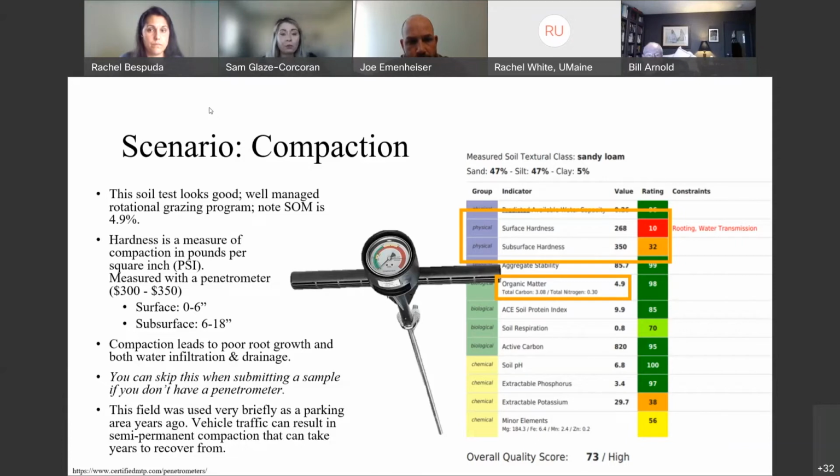So here, the risk is that it's going to be hard for new seeds to establish. It's going to be hard for plant roots to root deeply. And then it's going to make things tricky for water infiltration. So if you're in a drought year and suddenly you get a little bit of water, you might not be able to capture very much of that water.